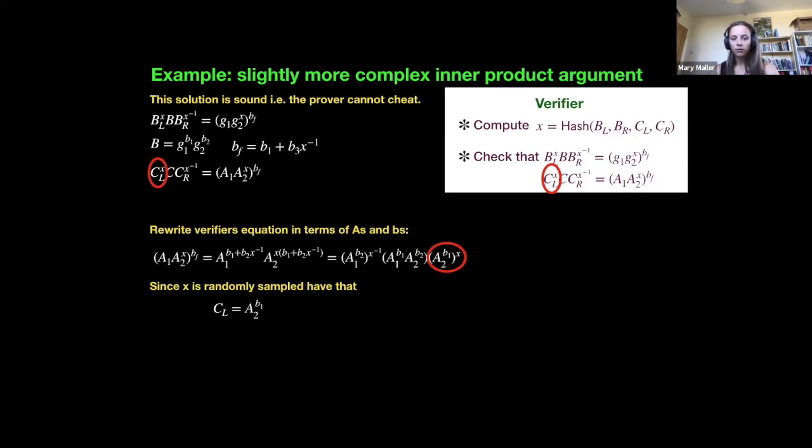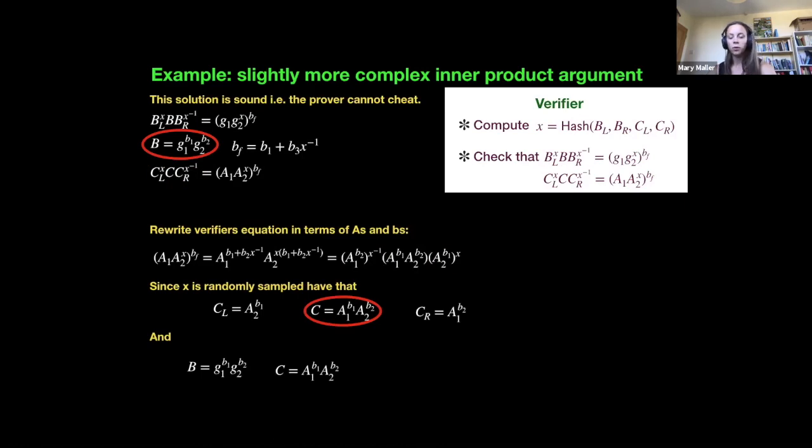So now, again, using the fact that x is randomly sampled, if you have that A1 to the B2 x to the minus 1 times A1 to the B1, A2 to the B2 times A2 to the B1 all to the power of x is equal to CL to the x, C, CR to the x to the minus 1, then what this gives you is that CL must be exactly equal to A2 to the B1. C must be exactly equal to A1 to the B1, A2 to the B2. And CR must be exactly equal to A1 to the B2. And this is what we were trying to prove.